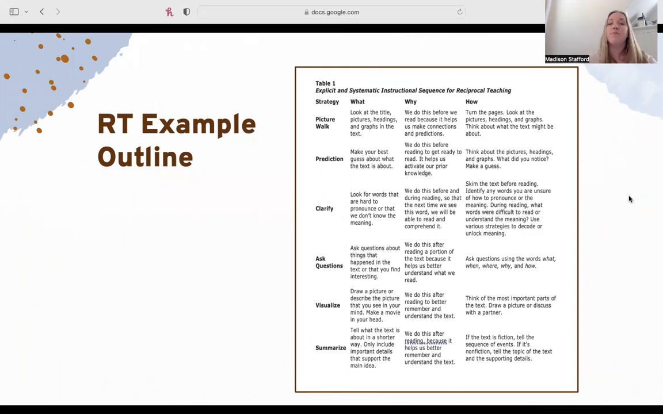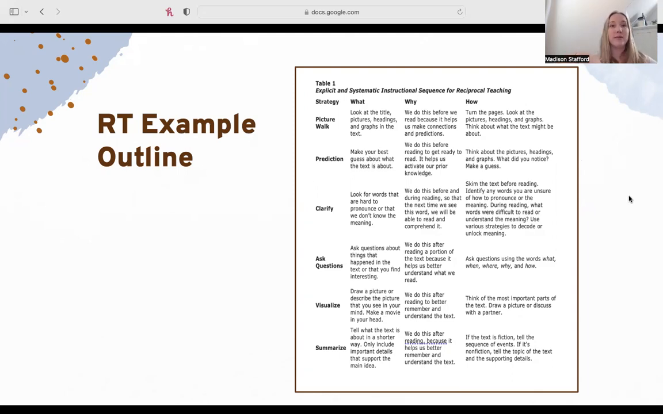You'll notice that there's a picture walk, and we know that picture walk is great for our younger students, but it's also very beneficial for our third, fourth, even fifth grade students with intellectual disabilities. What is it? You look at the title, you look at the pictures, you find those story elements right there off the bat. And why do we do this? Because it helps that prediction part, right?